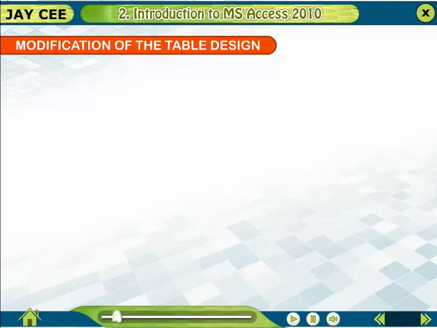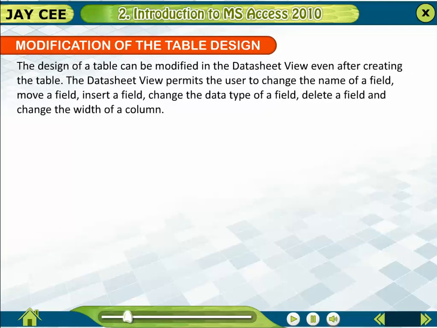Modification of the table design. The design of a table can be modified in the Data Sheet view even after creating the table. The Data Sheet view permits the user to change the name of a field, move a field, insert a field, change the data type of a field, delete a field, and change the width of a column.